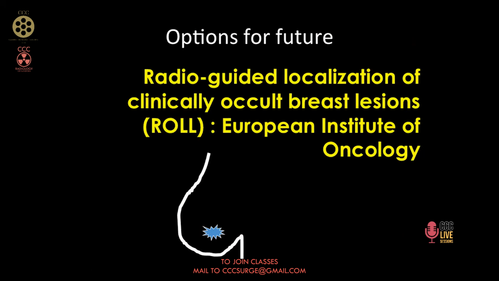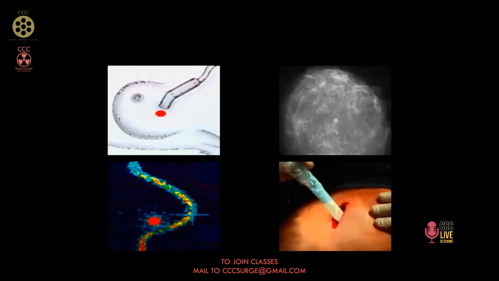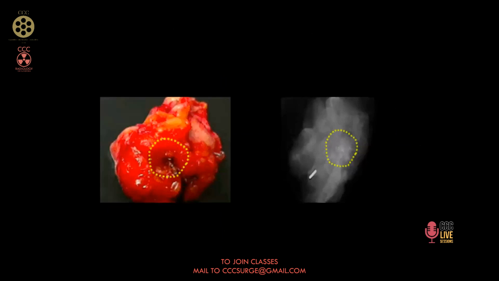Today, a glimpse of what is happening at the Institute of Oncology in Italy is something called ROLL, which is radio-guided occult lesion localization. What is being done is that a radio-emitting substance is injected into the tumor. Unlike in sentinel lymph node biopsy, where you do not inject into the tumor but peritumorally, here you inject it into the tumor. Once you inject into the tumor, the whole thing starts emitting, but it is not going to go anywhere. Now you take the patient to the operating room, localize where the tumor is under guidance, excise it and go for a specimen mammogram to see whether the same thing has been taken out or not.